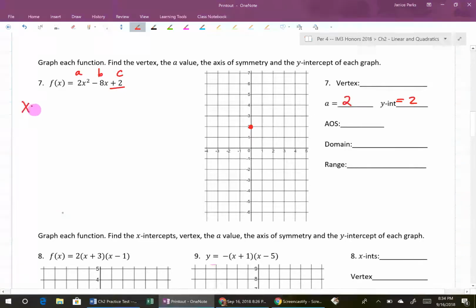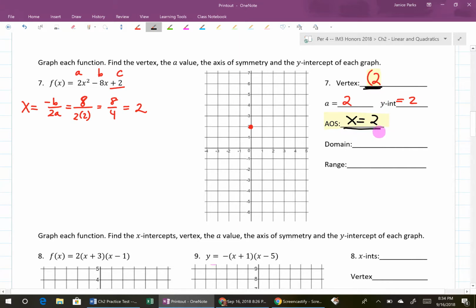So I start by doing x is equal to negative b over 2a. It gives me 8. Since 8 is already negative, we use the opposite of 8 over 2 times 2. So that's 8 over 4, which is 2. So that's the x value of my vertex, which will also be my axis of symmetry. In this problem so far, everything is 2, but these are always going to be the same. Okay, so the x is 2, the axis of symmetry.